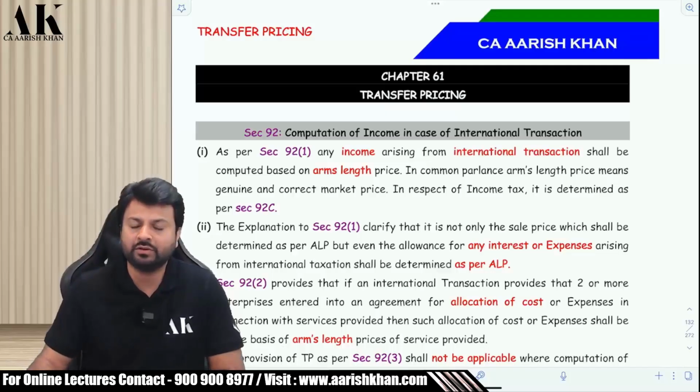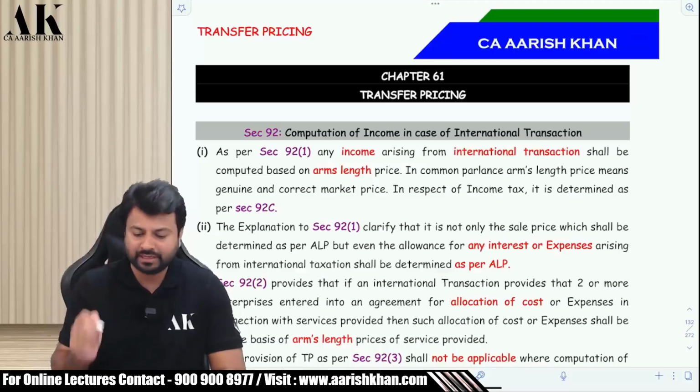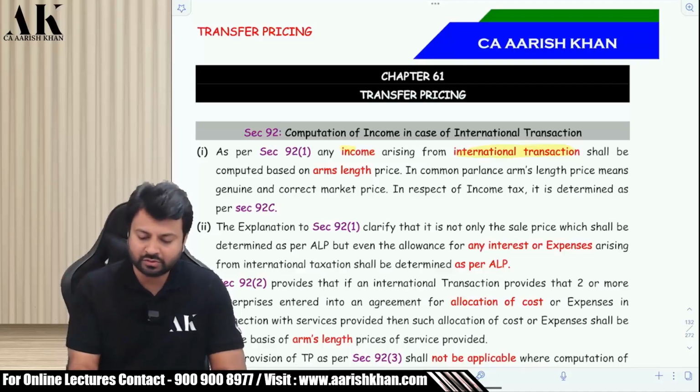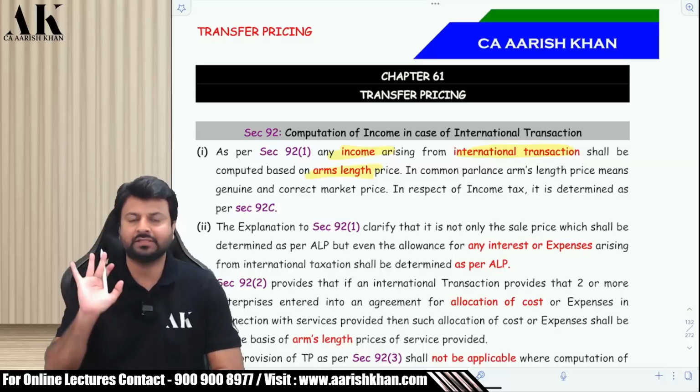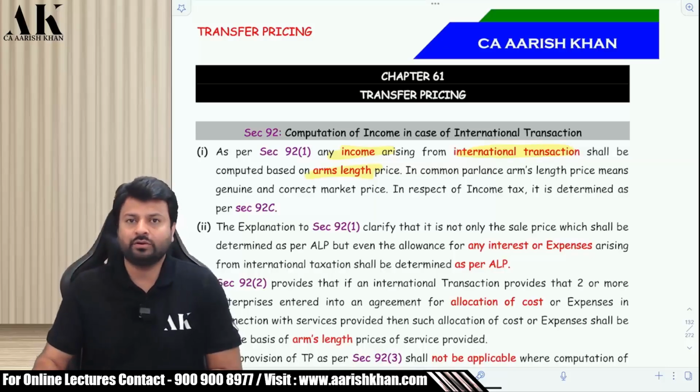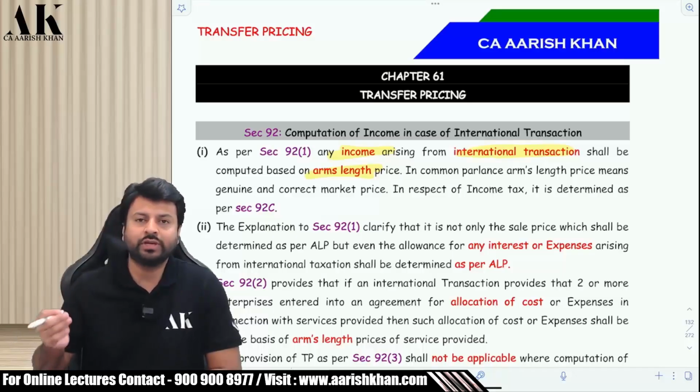The first thing that we need to understand in this chapter is the chargeability of transfer pricing. Transfer pricing is applicable if there is an international transaction and out of that international transaction you are earning some income, then you have to compute the income as per the arm's length price. Now, what does income include? Income will include only sales or revenue? No. Income will include sales also, revenue also, gross receipts also, your expenses also, your interest cost also, and many other aspects.